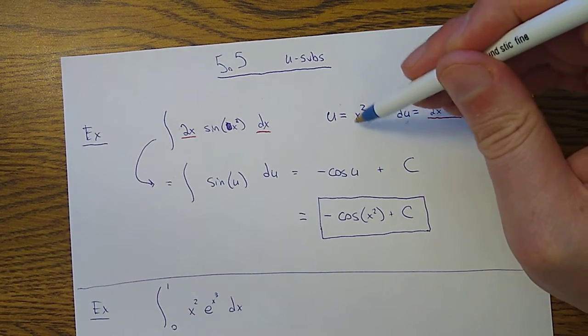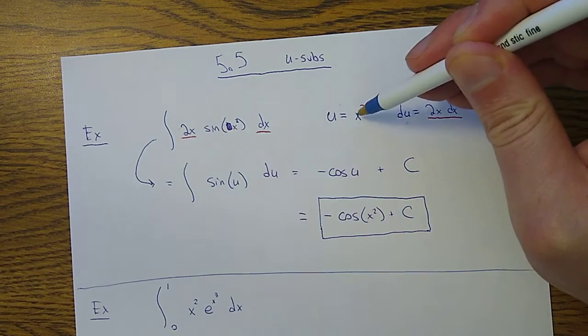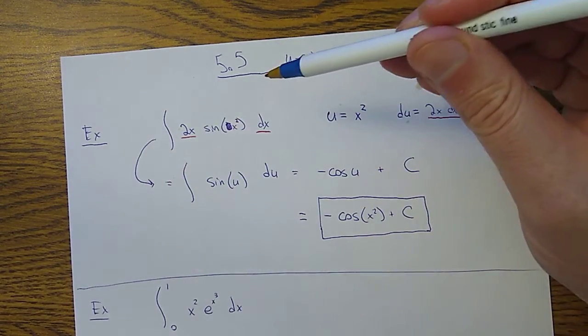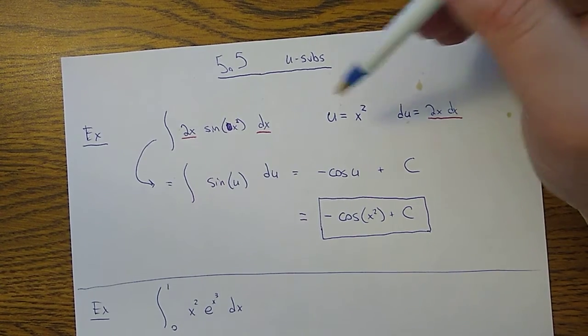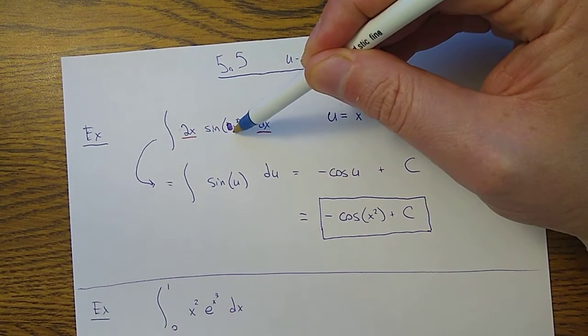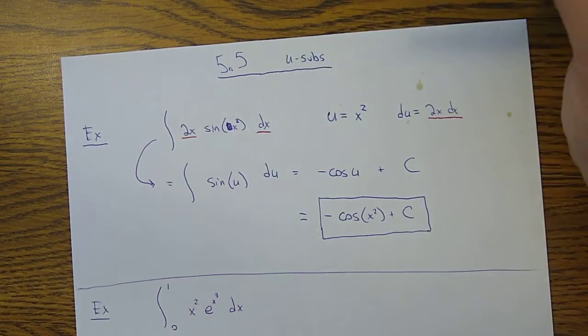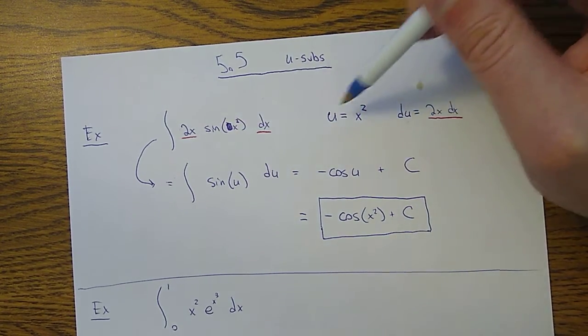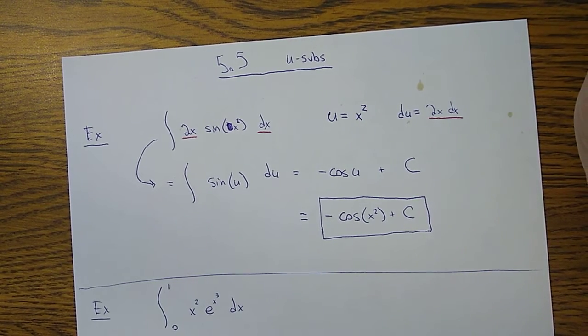By the way, why was this a good choice of u? It's because this was inside of another function, and that's often a good choice, to choose something that's on the inside of another function, right? I was doing sine of x squared, so x squared is on the inside of the sine function. So make u something on the inside of something else. That's probably the biggest piece of advice for how to choose u, is that it should be an inside function.